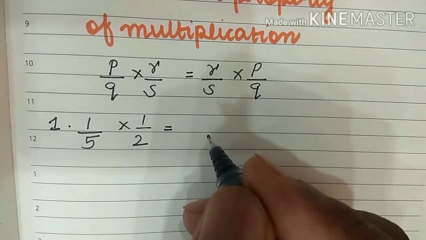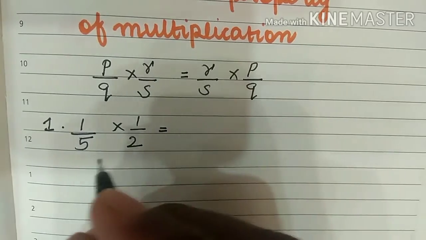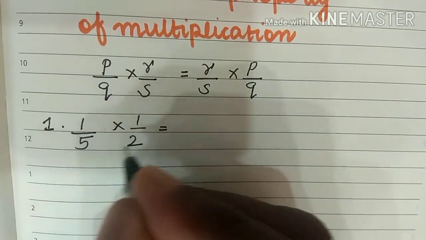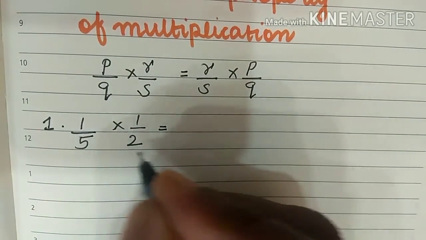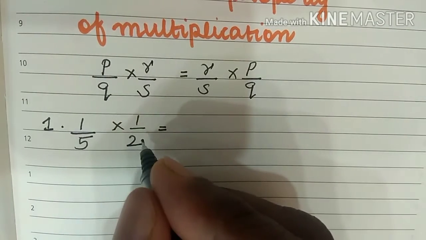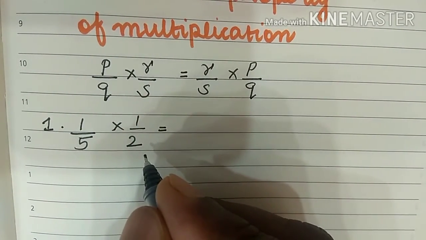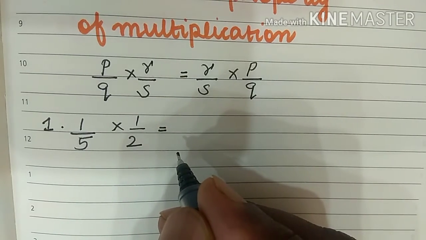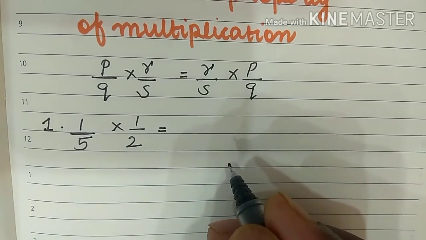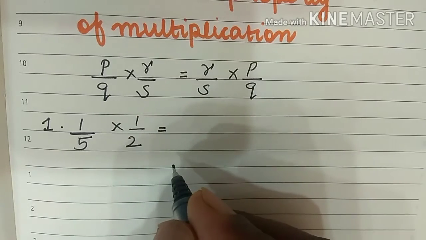See here, what I'm going to do is multiply 1 by 5 into 1 by 2. These are two fractions. To multiply two fractions, we'll multiply the numerators. That will be the numerator of the answer. And then we'll multiply the denominators.